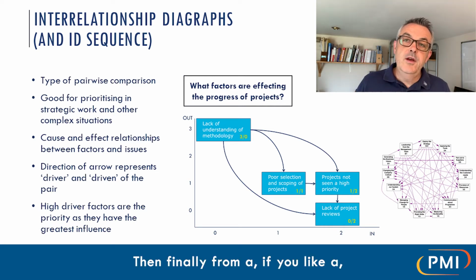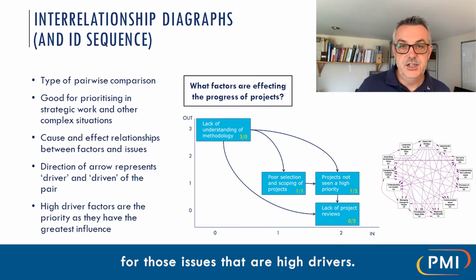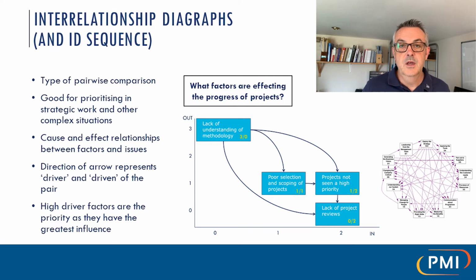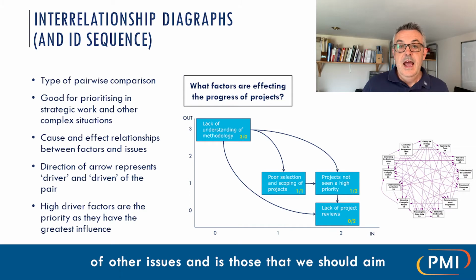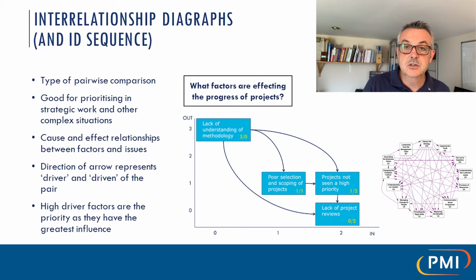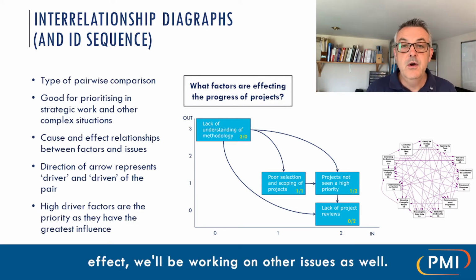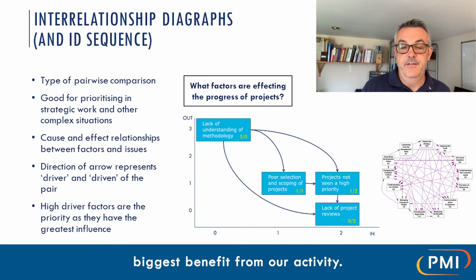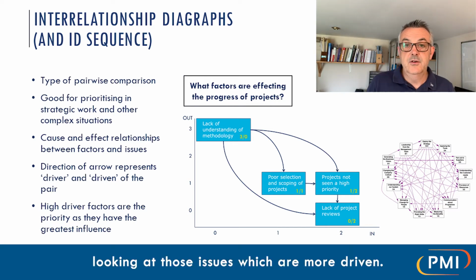Then finally, from a prioritisation perspective, we're looking for those issues that are high drivers. In other words, those issues that influence a lot of other issues. And it's those that we should aim to work on first, because if we work on those, we're also going to have a knock-on effect. We're going to be working on other issues as well, and so we're going to get the biggest benefit from our activity.